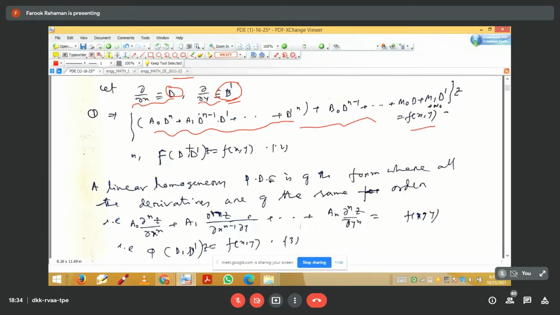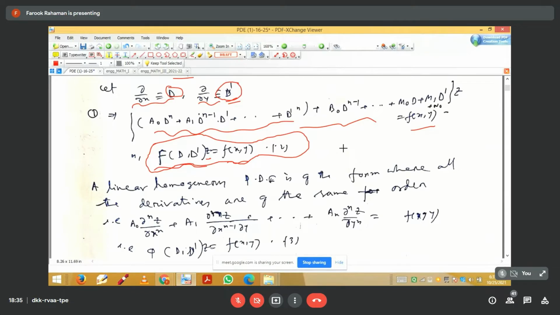And the left hand side is a function of D and D dash. That means in short form, we can write the linear higher order partial differential equation as: function of D and D dash acting on z, this dependent variable, equals f(x,y) on the right hand side, a function of the two independent variables x and y. So we write this as the form of the general linear higher order partial differential equation.